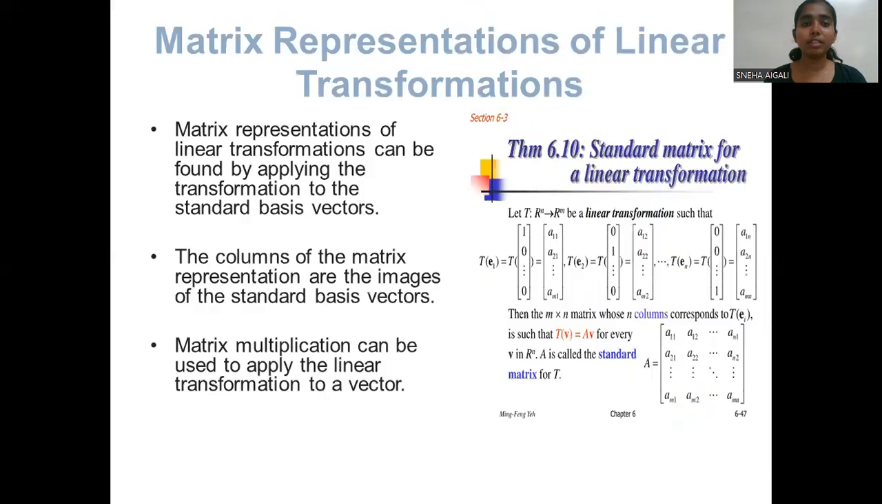Now next up we have is matrix representation of linear transformation. How to represent linear transformation in the matrix. Matrix representation of linear transformations can be found by applying the transformation to the standard basis vector. The columns of the matrix representation are the images of standard basis vector. Matrix multiplication can be used to apply the linear transformation to a vector.